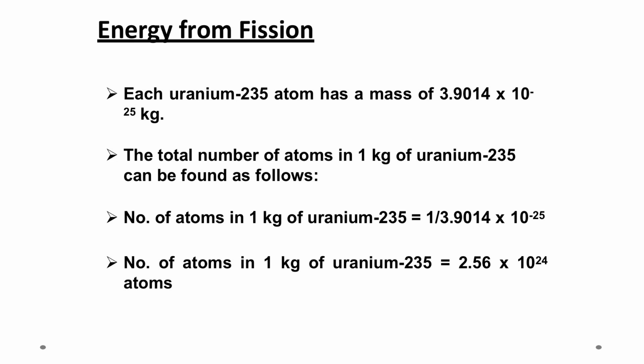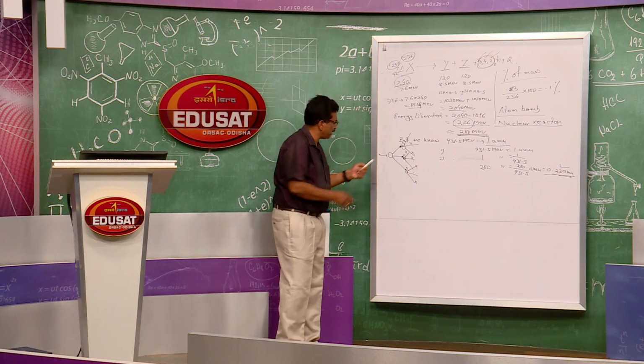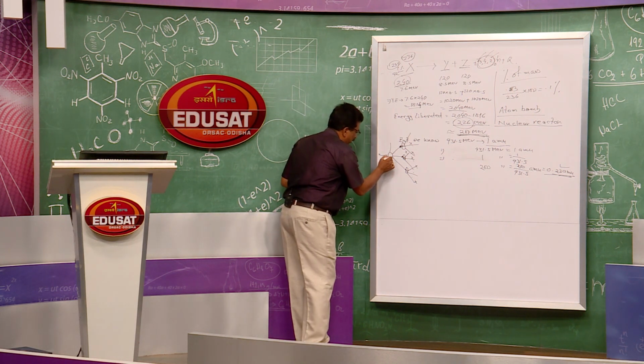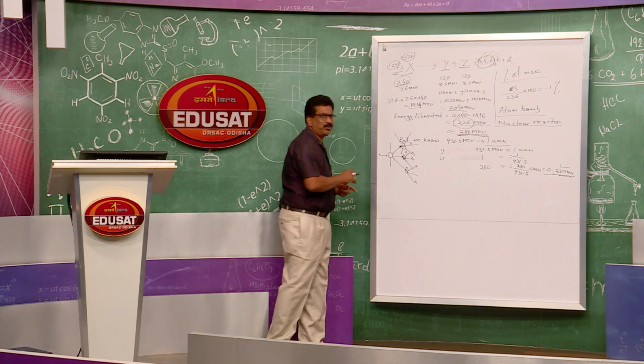Then what energy will be liberated? The total energy is the energy per fission multiplied by the number of atoms, as we have discussed here. Per fission means, you see here, the uranium breaks, and when this neutron comes with another neutron, then that uranium breaks.